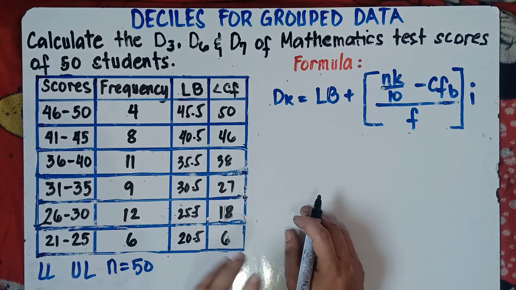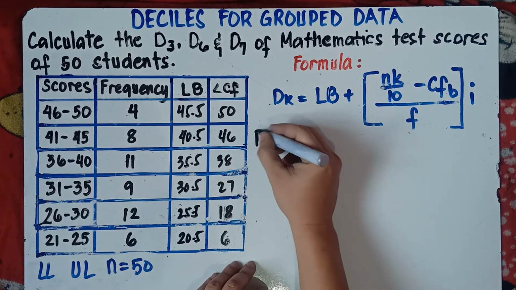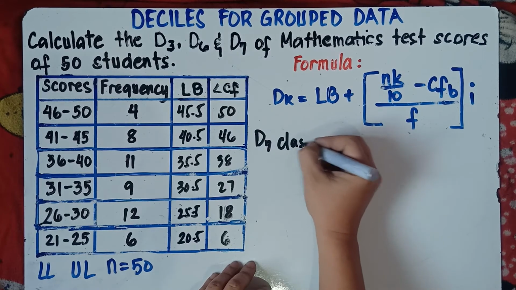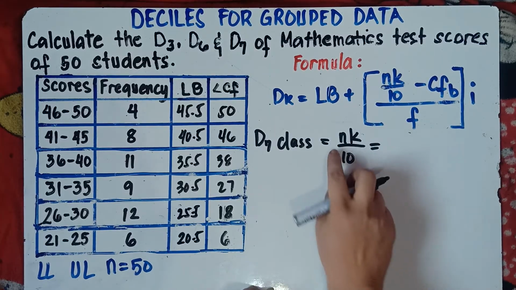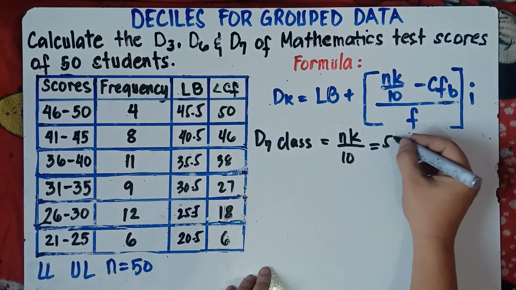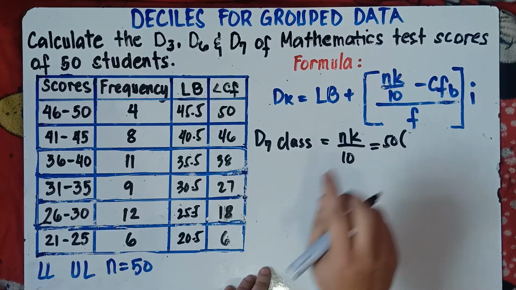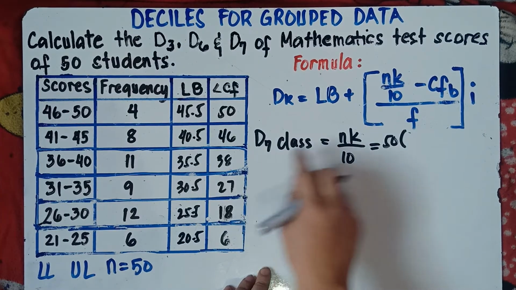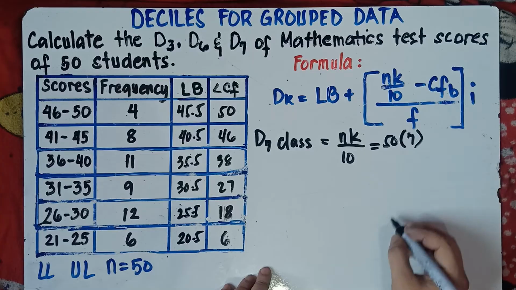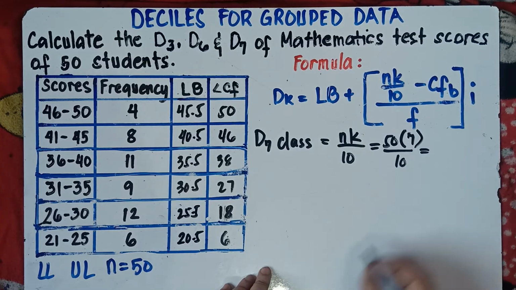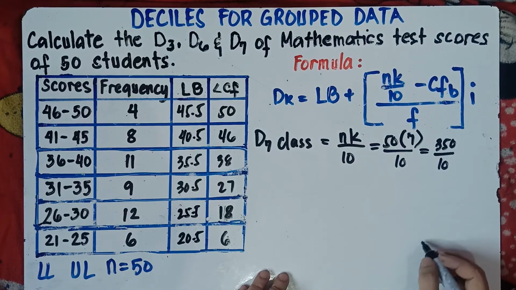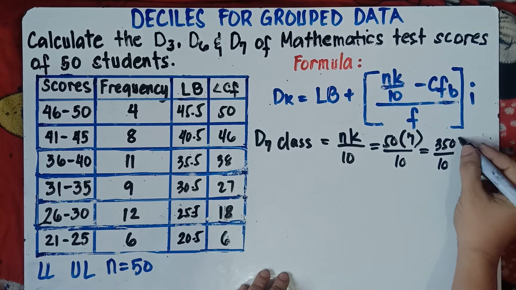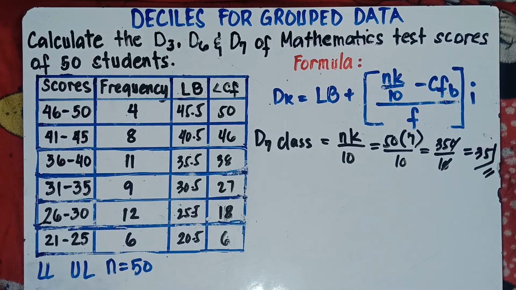Once again, the first step that we need to do is find the 7th decile class. So D sub 7 class, or 7th decile class, is equal to nk over 10. n is the total frequency, that is 50, and k is the decile that we're looking for. We're looking for the 7th decile, therefore our k is 7. So 50 times 7 divided by 10. 50 times 7 is 350, divided by 10, so that would be 35.